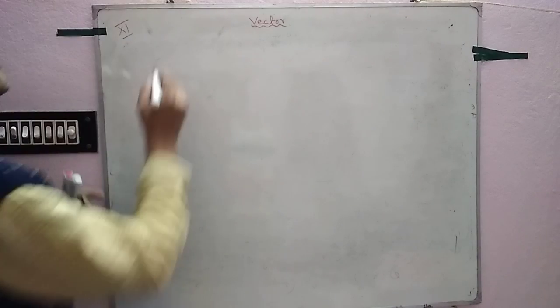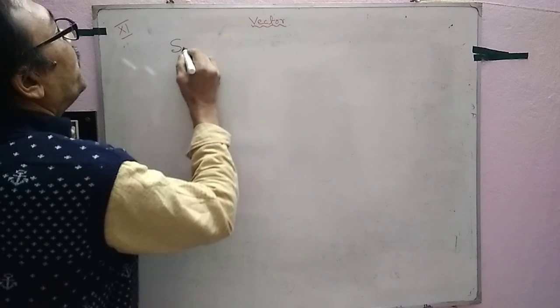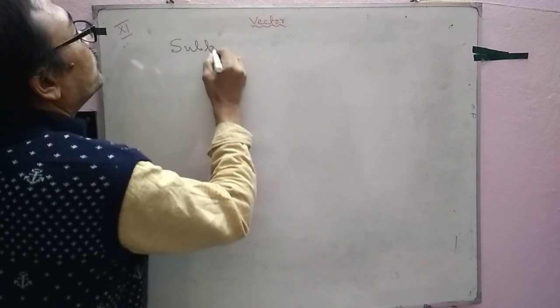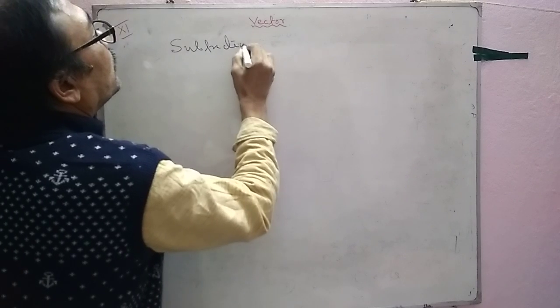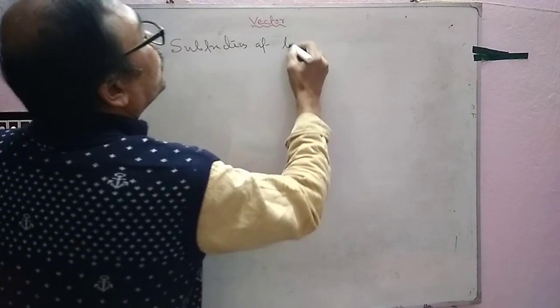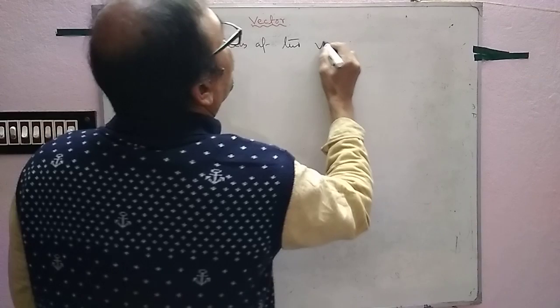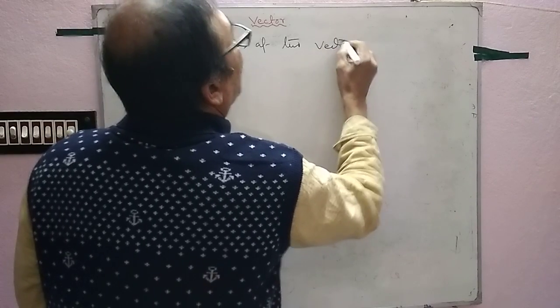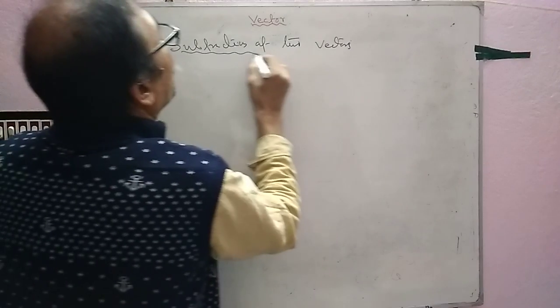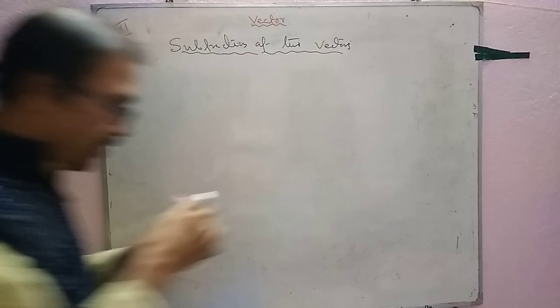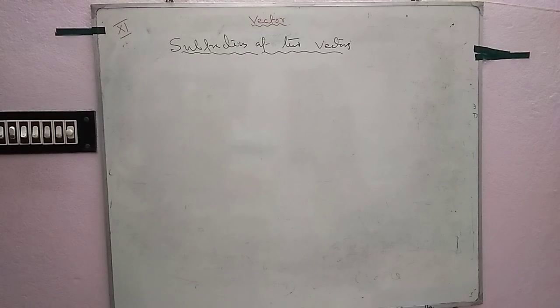Subtraction of two vectors. Subtraction of two vectors, that is দুটো ভেক্টরের বিয়োগ.